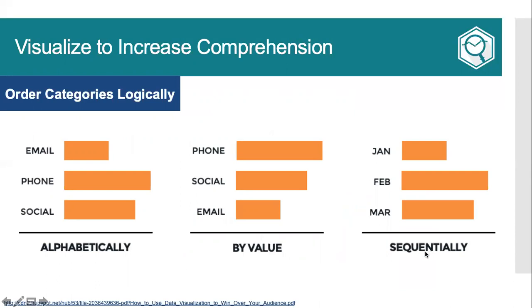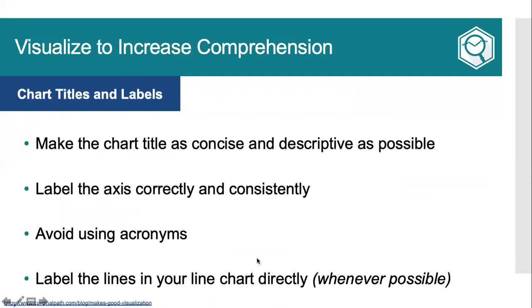And sequentially is generally most common if you have months, if you have age data, or, for example, if you have level of education, you would generally present the data starting at whatever the lowest education level is, going to the highest. You generally wouldn't do that alphabetically or by the value of the data.